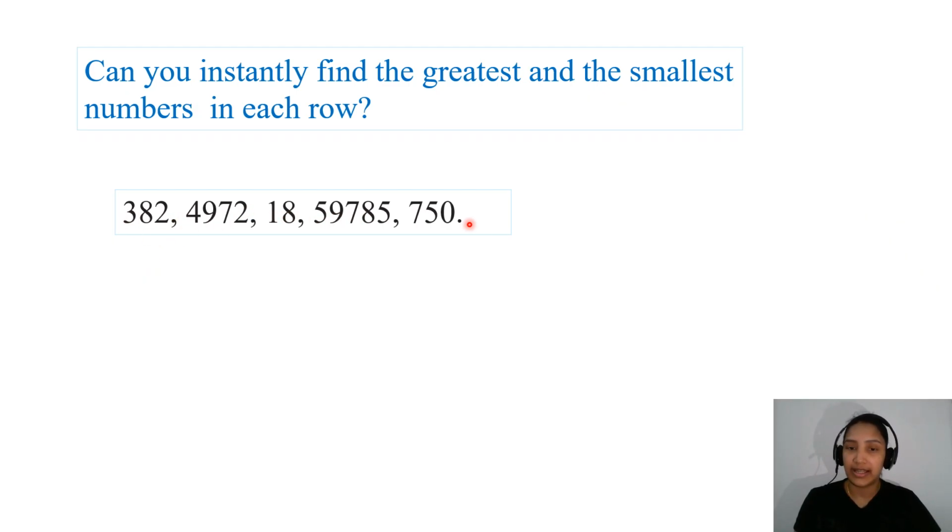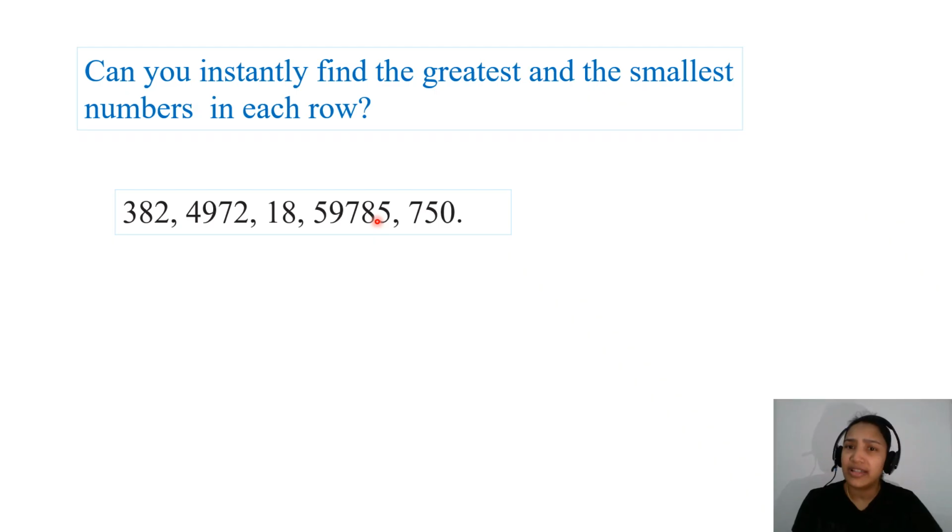5 numbers are there. Among the 5 numbers, which is the greatest number? The number which has more digits is the greatest number. So here, which number has more digits? 59,785 has more digits. How many digits are there? 1, 2, 3, 4, 5 digits are there. So this is the greatest number.